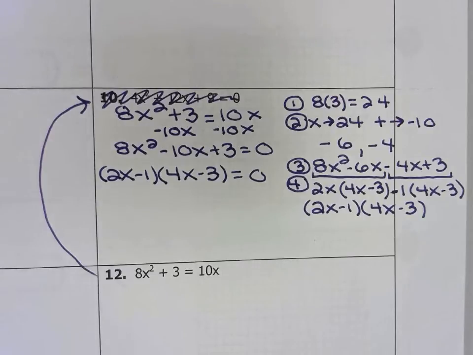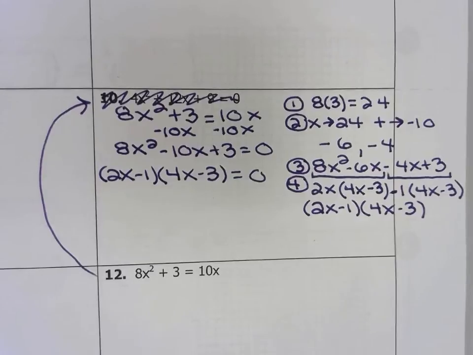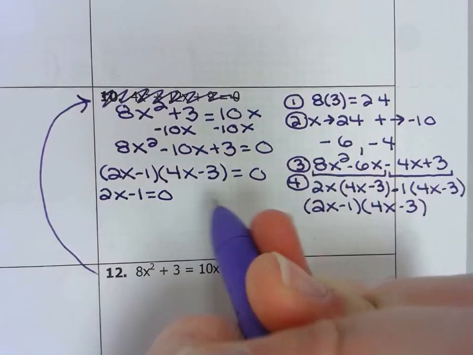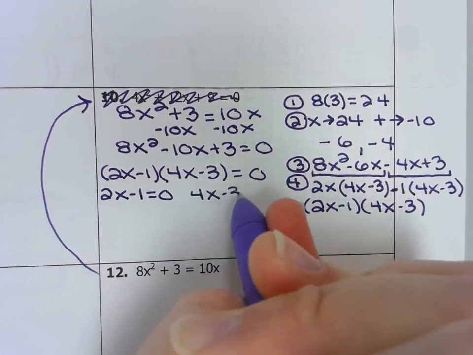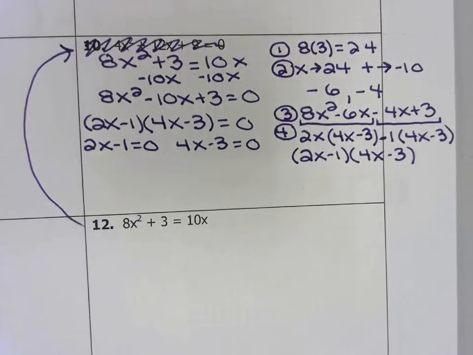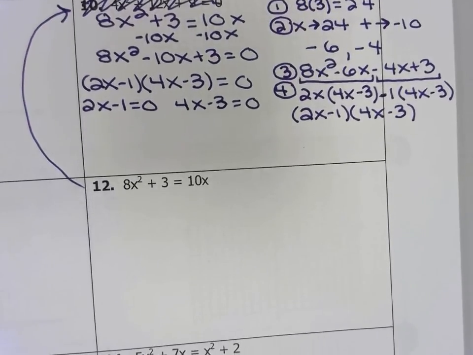Now, is this solved? No, because I don't have x equal numbers. So what do I have to do to actually solve this now? Set each factor equal to 0. So 2x minus 1 equals 0, and 4x minus 3 equals 0.